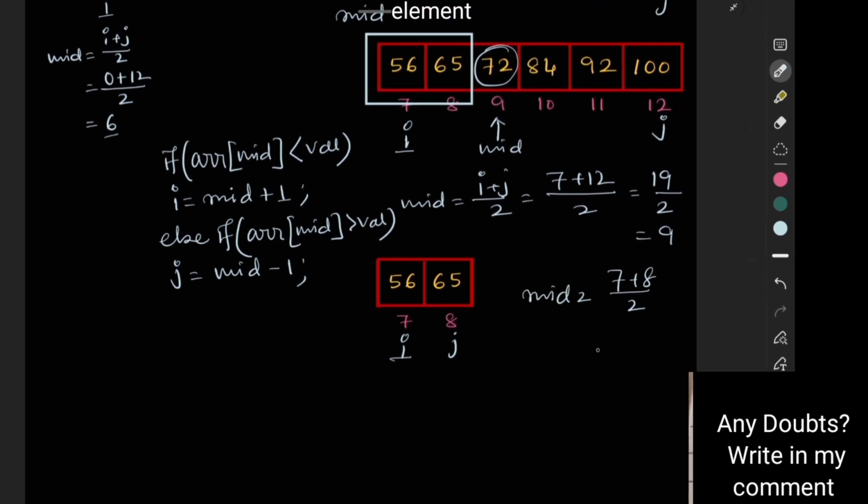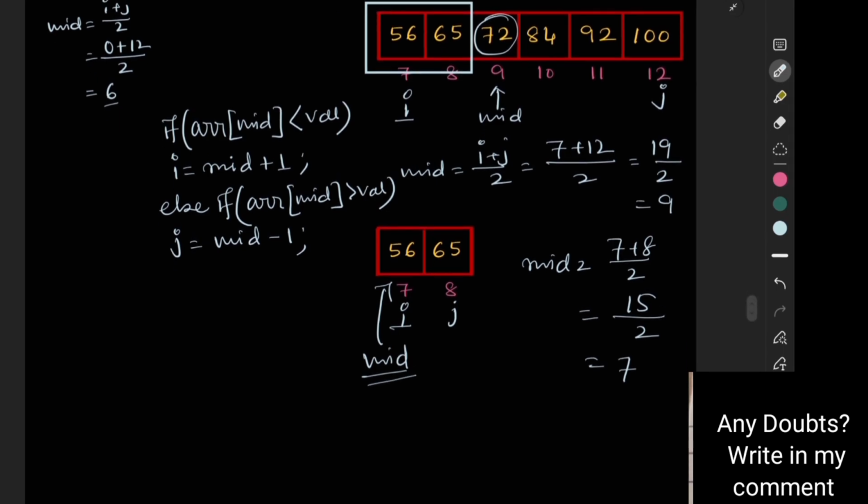Now we have to find the middle element for this half. So now it is 7, because I am just taking the integer part. So 7 is also the mid index. Now we can see that 65 is greater than 56. That means 65 can be present in the right side of 56. Okay. That means this side.